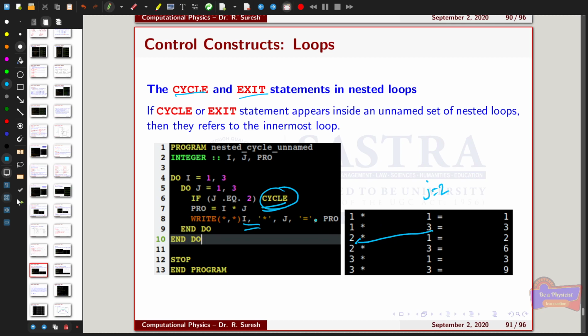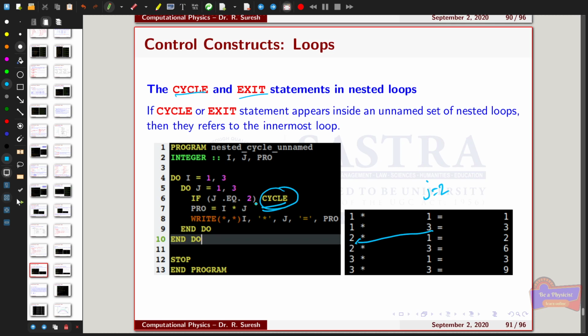Like the cycle statement, the exit statement is also used for the corresponding operation. It is also possible to make the cycle or exit statement refer to the outer loop. Without naming, if you use the cycle statement, it always goes to the innermost do loop. If you want to specify the outer do loop for the cycle or exit statement, you can do that, which is possible.